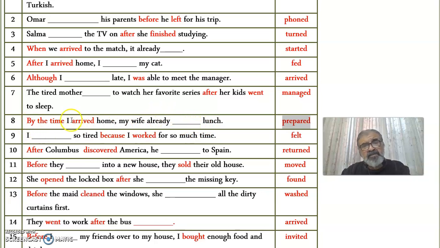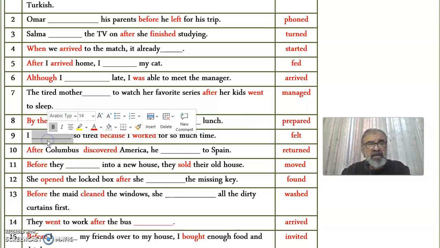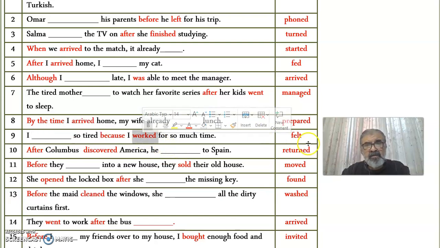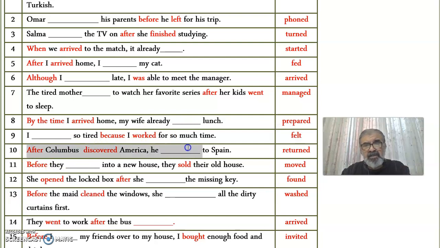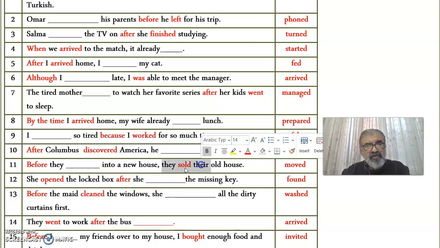actually, by is followed by action 2 and then action 1. Because it's preceded by action 2 and then action 1, worked, felt, worked. After is followed by action 1, then action 2, returned, discovered, returned. Before is followed by action 2, moved, and then action 1, sold.